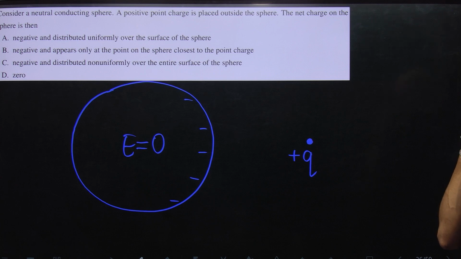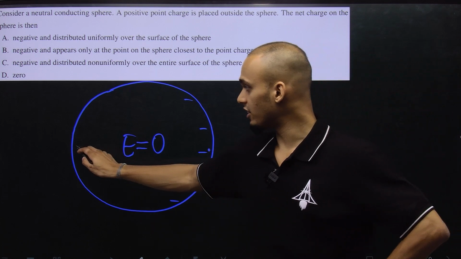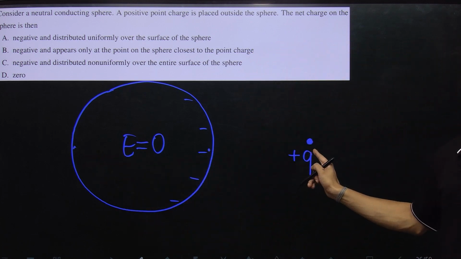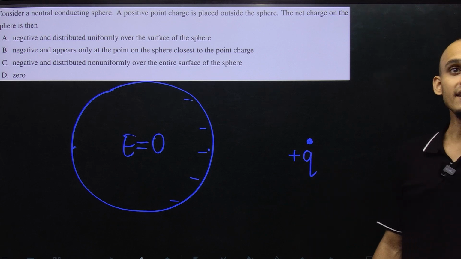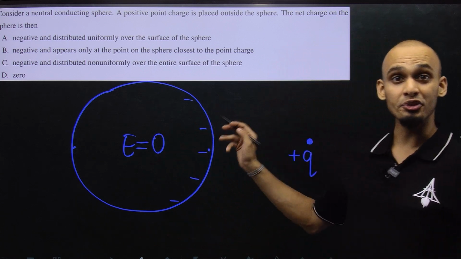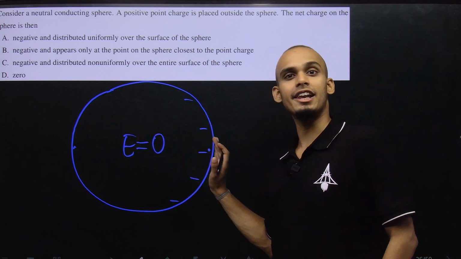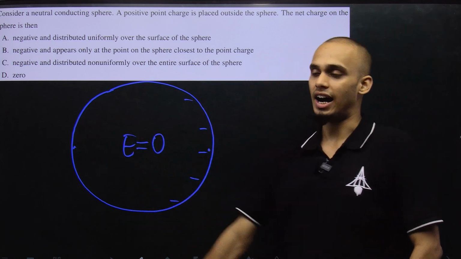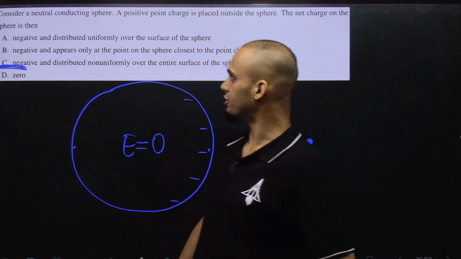Since we know that the electric field at this point will be greater and the electric field at this point will be lesser due to the positive charge q, the negative charge on the surface should be non-uniform, such that the different electric field values at different points are exactly balanced. So charge will be non-uniformly distributed.